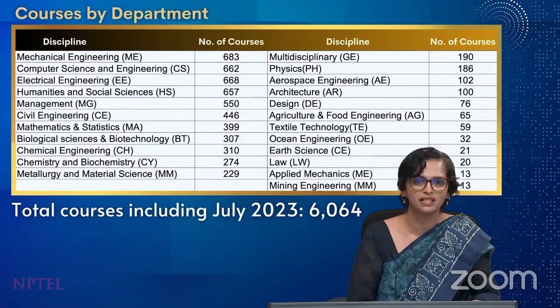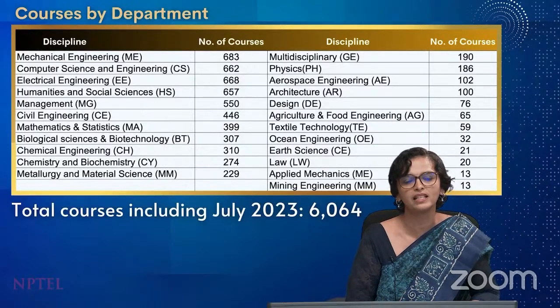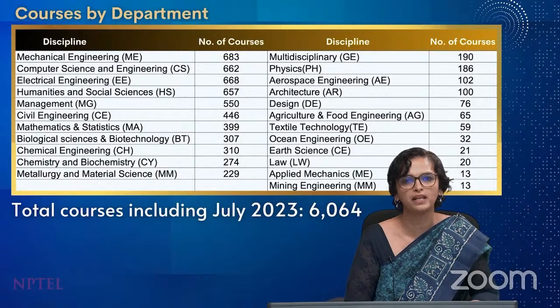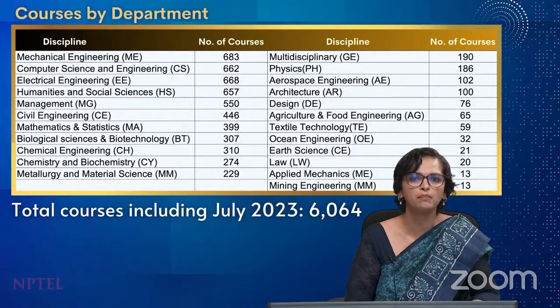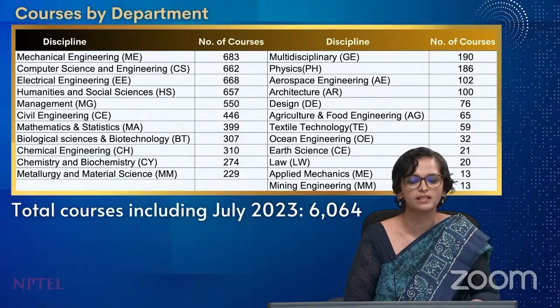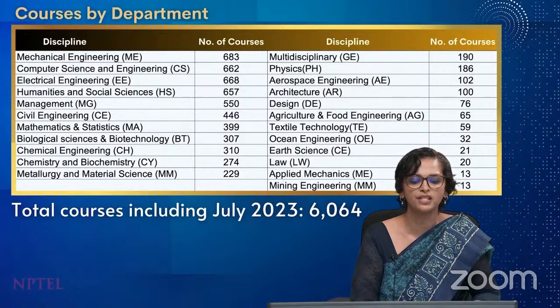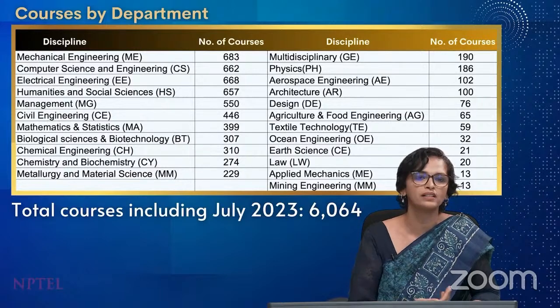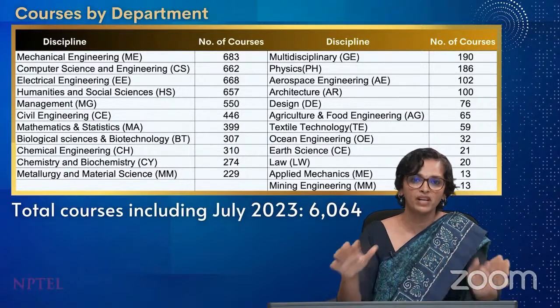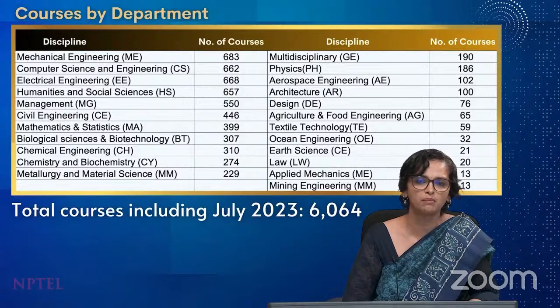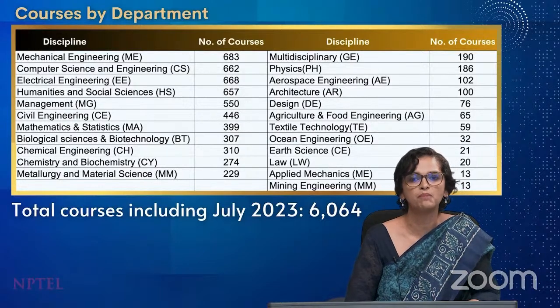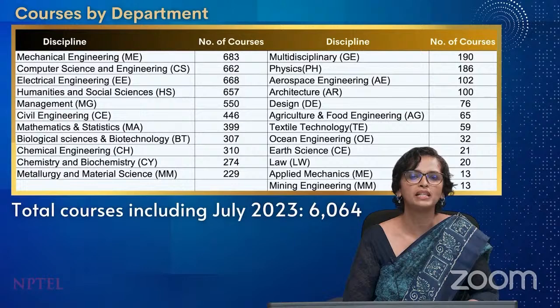And hence, as you can see, we have courses in every single discipline of engineering, as well as humanities, management, a little bit of law courses, and medical sciences, health sciences courses. So as you can see, there are about 683 courses in the mechanical engineering division, 662 in computer science, 668 in electrical engineering, and so on. The numbers are all given here, but you can see the variety of courses that we offer in every discipline. So I think we are very confident that if somebody comes to the portal, they will definitely find a couple of courses that they would like to learn.